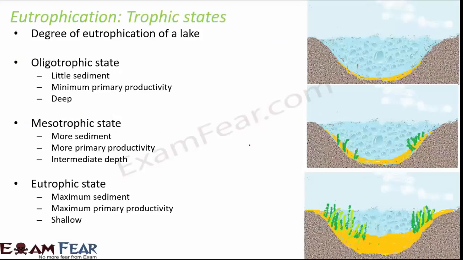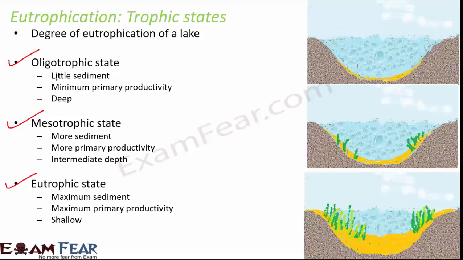Now, when we talk about eutrophication, what is the degree of eutrophication? Like how much the lake has aged? How do we know that? So that is known by the trophic states. There are three possible states: oligotrophic state, mesotrophic state, and eutrophic state.